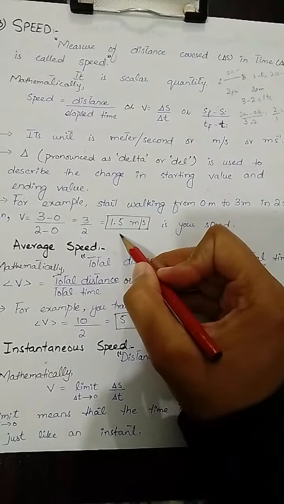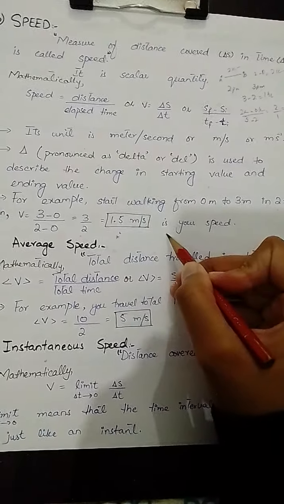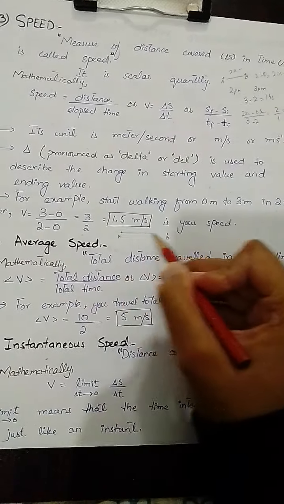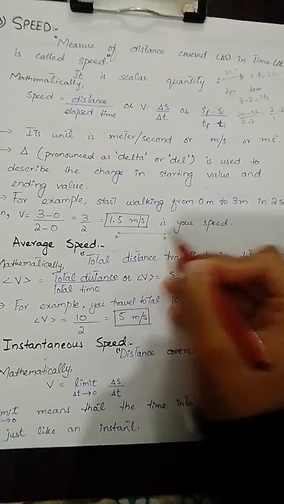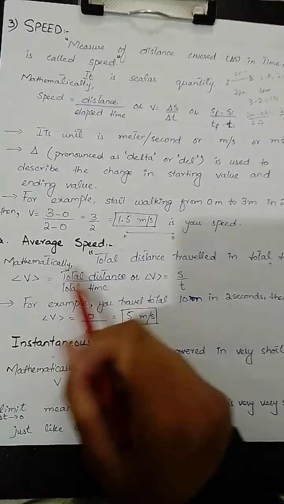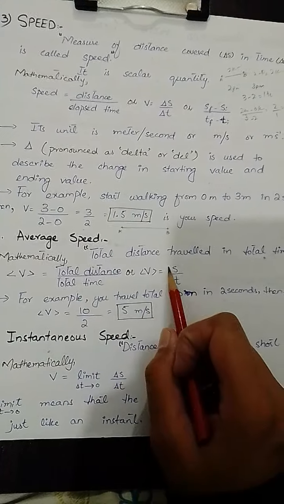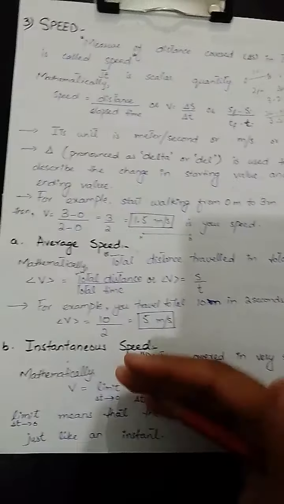हमने point A से लेकर point B तक कितना distance travel किया? That is your total distance. और कितना time pass हुआ? That is your total time. So your total distance divided by total time, or S by T, will give you the average speed.